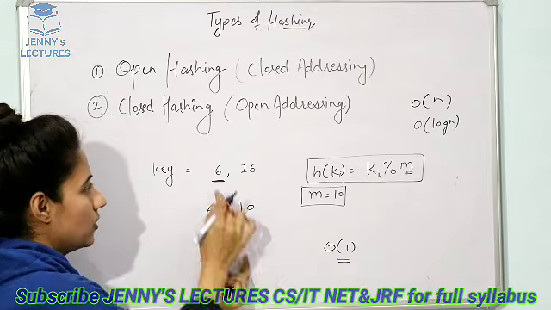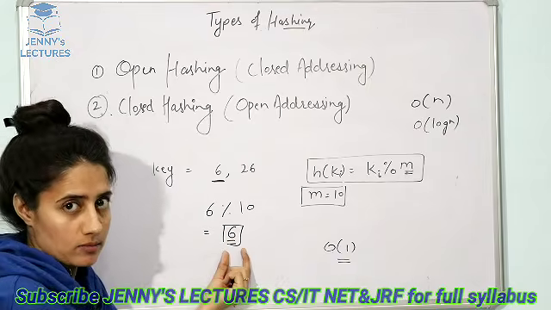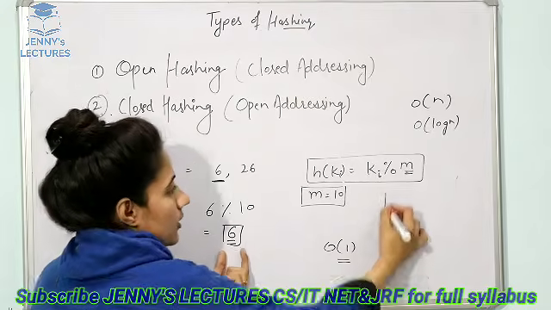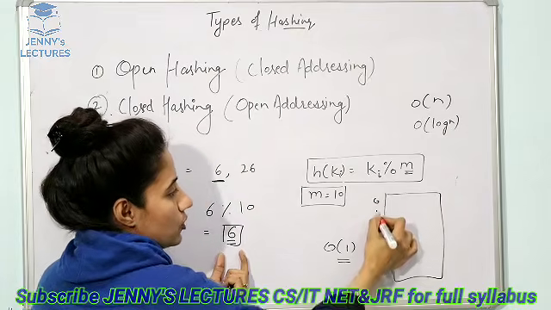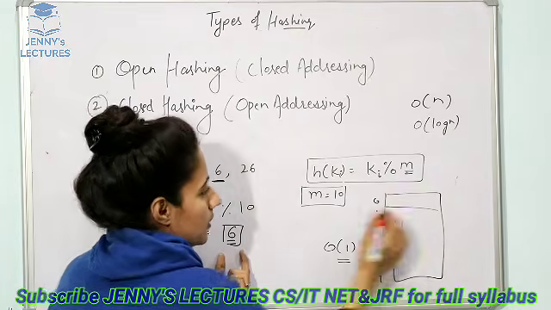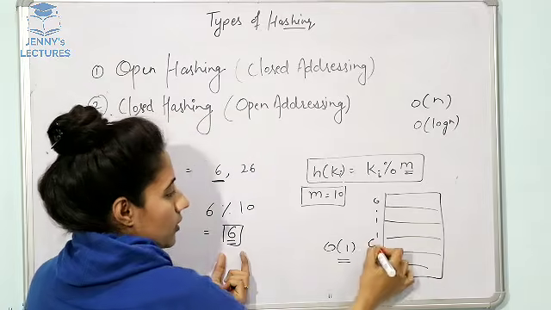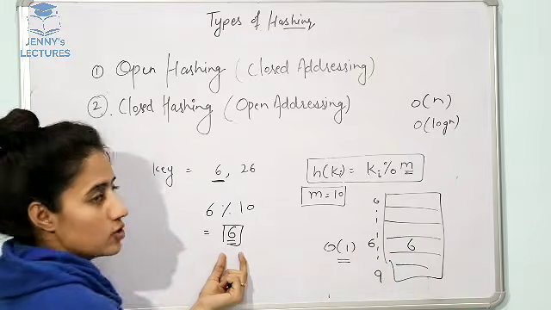You can store the 6 at location 6, or you can say the index should be 6. Here we will have one hash table with indices from 0 to 9, because the size of the hash table is 10. So we will have this index 6 and we can store the 6 at this place.